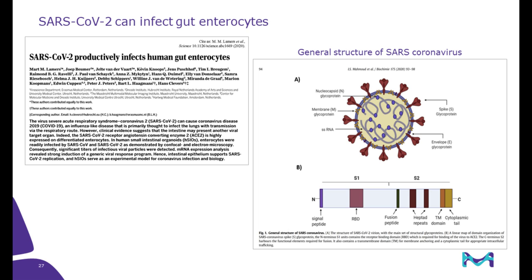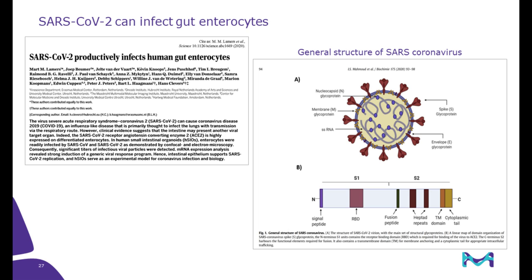Let's first look at the general structure of the SARS-CoV-2 coronavirus. Figure 1A depicts the structure of the SARS-CoV-2 virion with the main set of glycoproteins. Of the 4 essential glycoproteins, it is the S, or the spike glycoprotein, that binds to the host cell's ACE2 receptors that allow for viral entry.